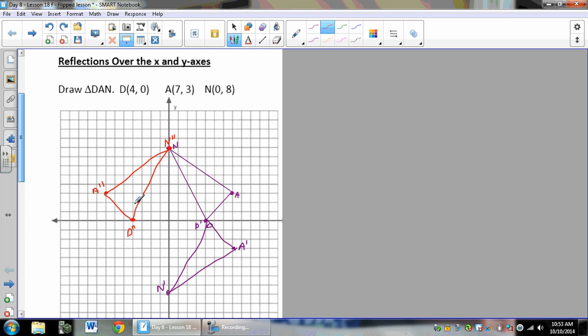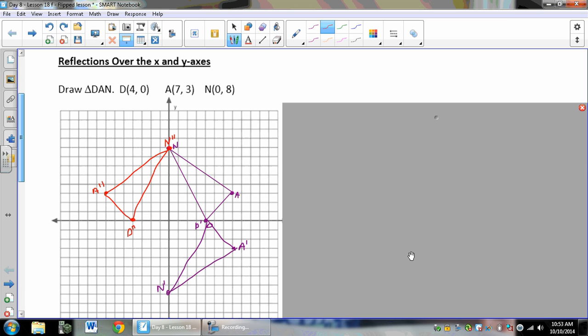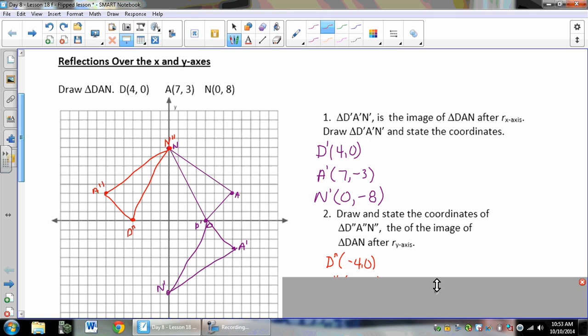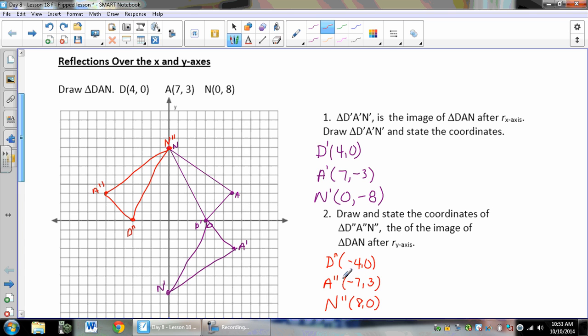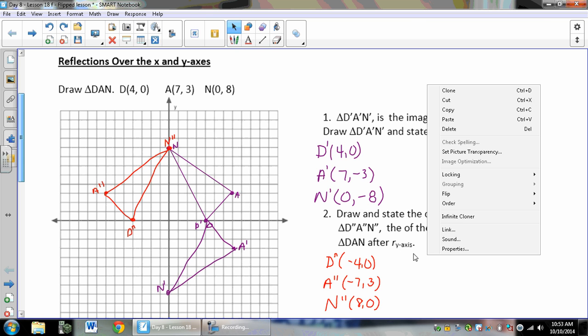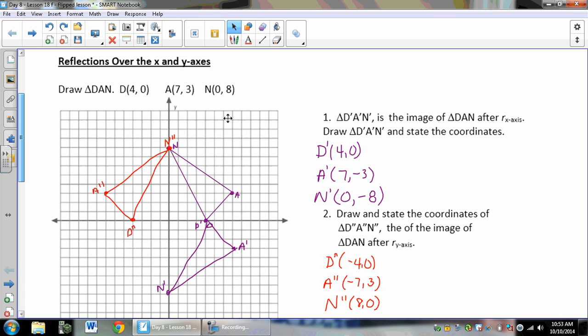It comes over here. And the coordinates, when you flip it over the y-axis, well, D turned into D double prime negative 4, 0, A double prime negative 7, 3, and N stayed the same because it was on the line of reflection, so N double prime is still 0, 8. So 4, 0 became negative 4, 0. A became from 7, 3 to negative 7, 3, and N stayed the same. What happened? The y's all stayed the same, and the x's got negated. I just realized I wrote this guy backwards. This should say 0, 8. My apologies.